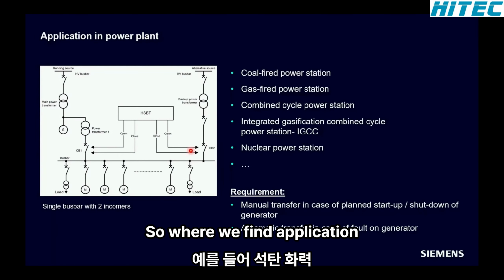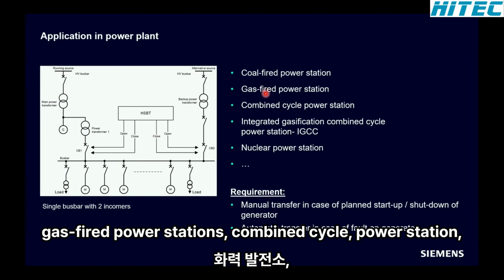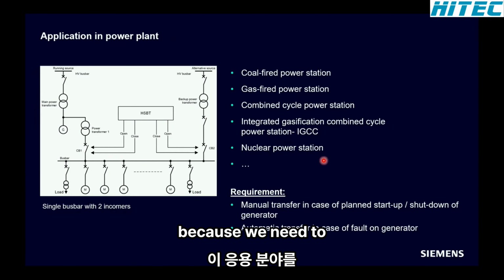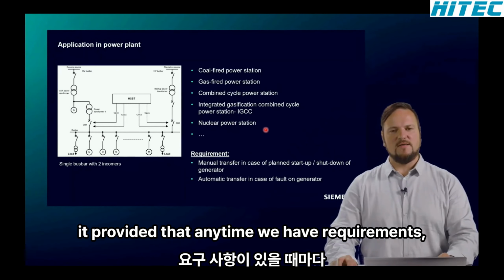So, where do we find this application? We find this application in coal-fired power stations, gas-fired power stations, combined cycle power stations, for example, or in nuclear power stations. And of course, in a nuclear power station, such a high-speed busbar transfer system is very important because we need to be sure that the cooling of the reactor is provided at any time.